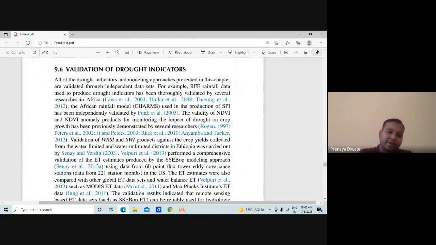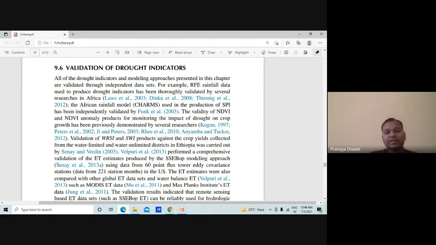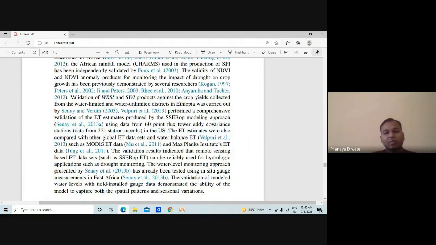Then you have a validation of drought indication. If you need it for research purposes, this data should be validated with the ground truth. Not all the points, but some points should be validated. Validation of WRSI and SWI products against ground observations.